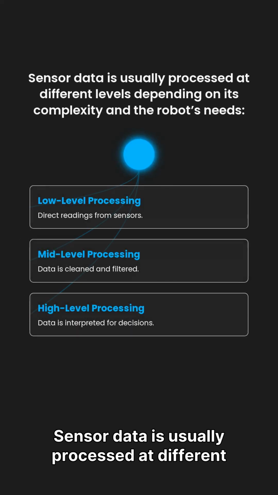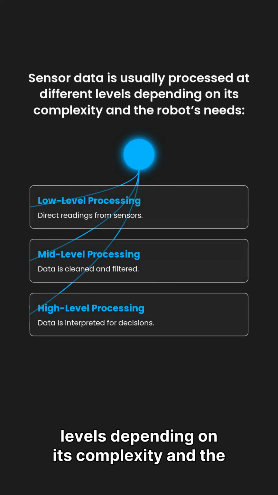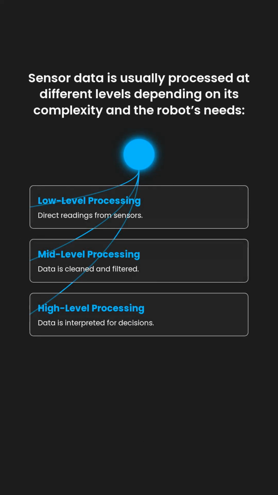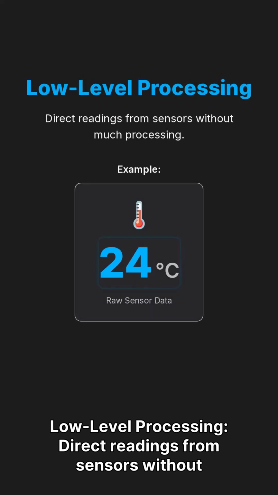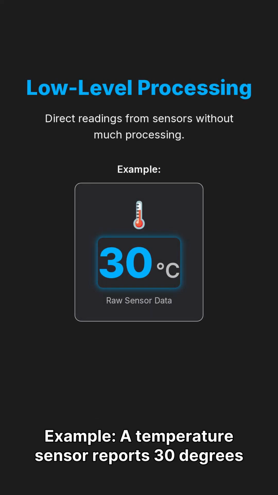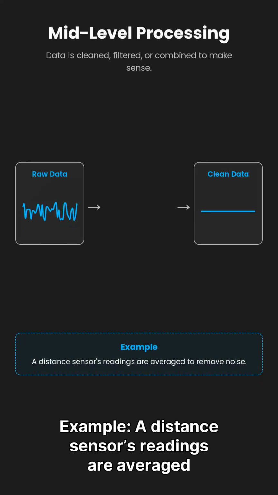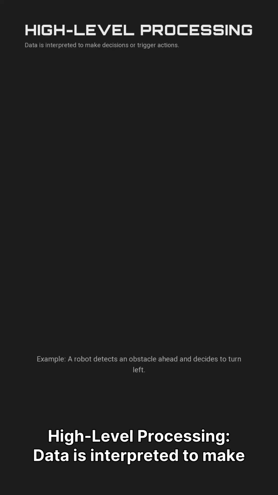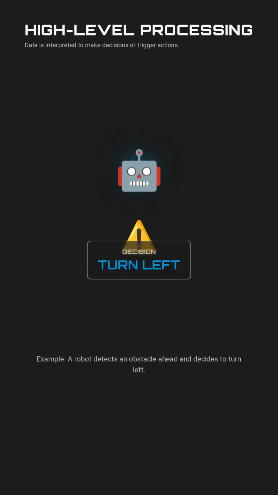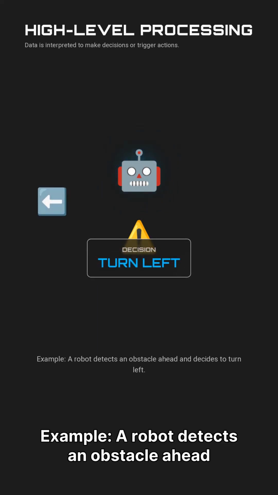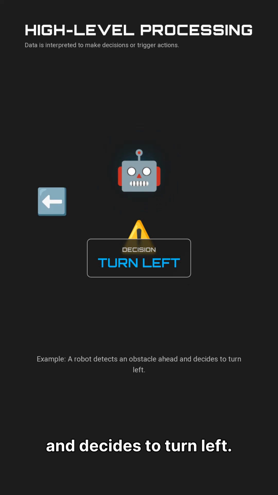Sensor data is usually processed at different levels depending on its complexity and the robot's needs. Low-level processing: direct readings from sensors without much processing. Example: a temperature sensor reports 30 degrees Celsius. Mid-level processing: data is cleaned, filtered, or combined to make sense. Example: a distance sensor's readings are averaged to remove noise. High-level processing: data is interpreted to make decisions or trigger actions. Example: a robot detects an obstacle ahead and decides to turn left.